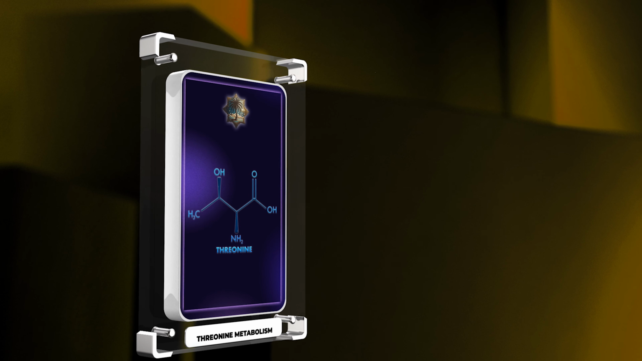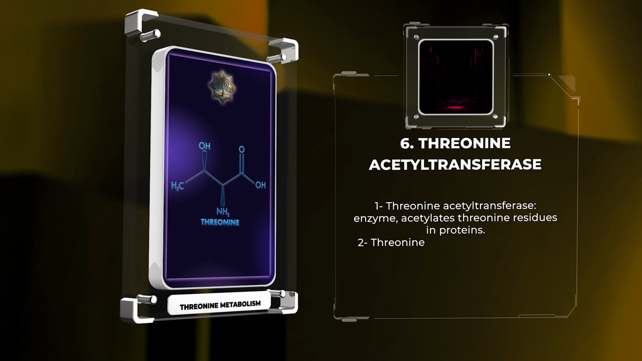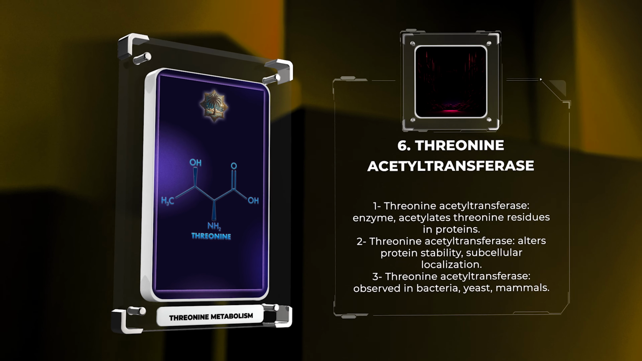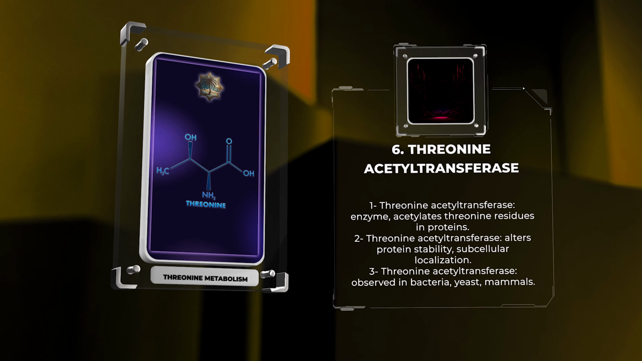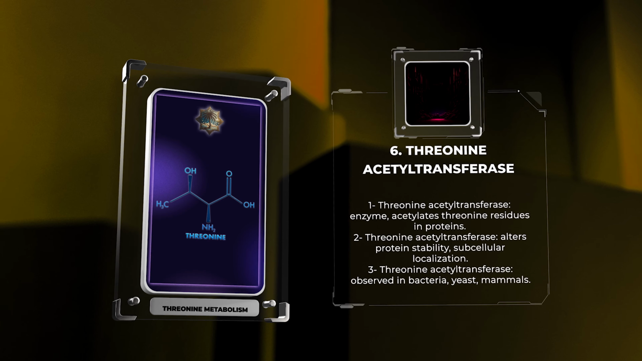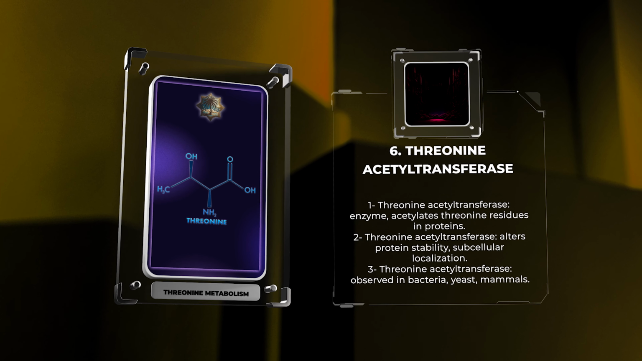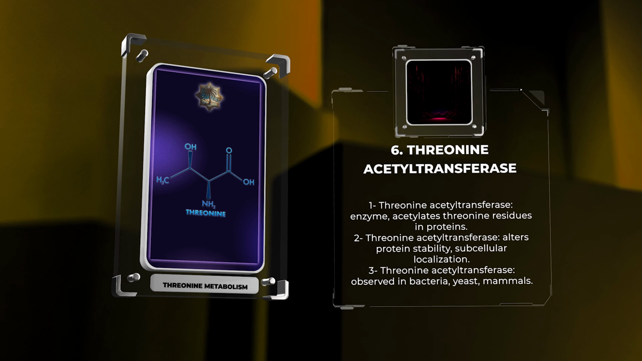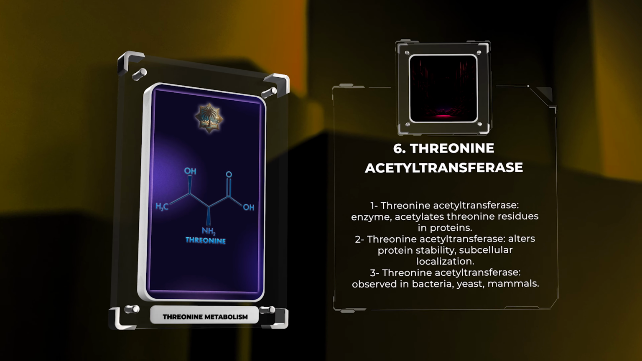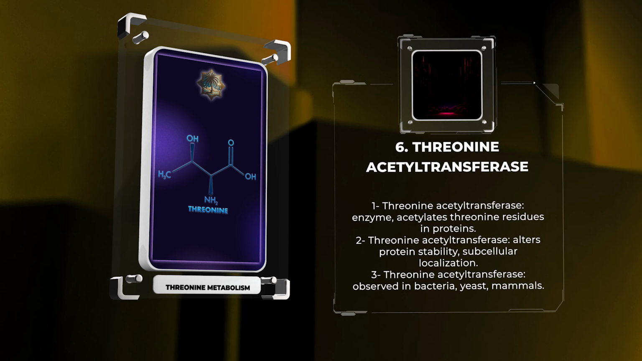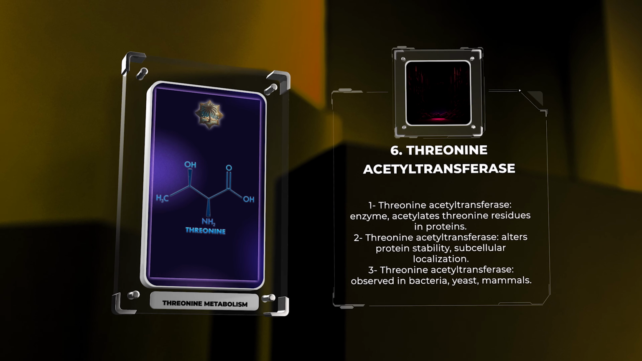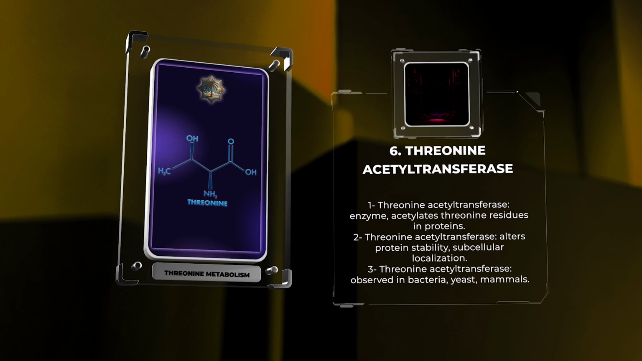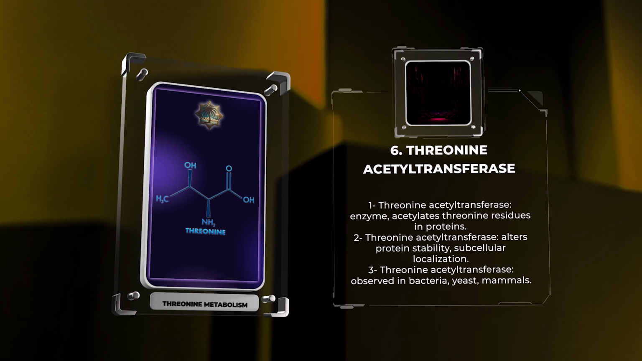Threonine acetyltransferase is an enzyme involved in the acetylation of threonine residues in proteins. This modification can alter protein stability, subcellular localization, and interaction with other molecules. Threonine acetyltransferase activity has been observed in various organisms, including bacteria, yeast, and mammals, highlighting its evolutionary conservation and potential role in protein regulation. Further research is needed to fully understand the functional significance of threonine acetylation in cellular processes.